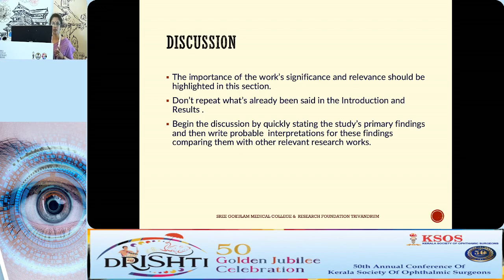Here the importance of the work, why you did it, and what the relevance of your study is should be in the discussion part. So you don't have to repeat whatever you had written in the introduction or the results part here. But the most important findings of your study can be included in maybe around 3 or 4 sentences as the beginning part of the discussion. And then you can compare it with other studies. Like why is your study important, what are the similar studies, or what are the studies that have given contrasting results, and why it is like that. So that can be discussed under the discussion part.